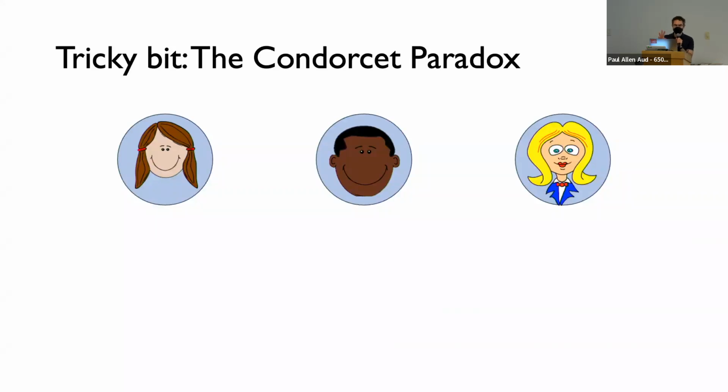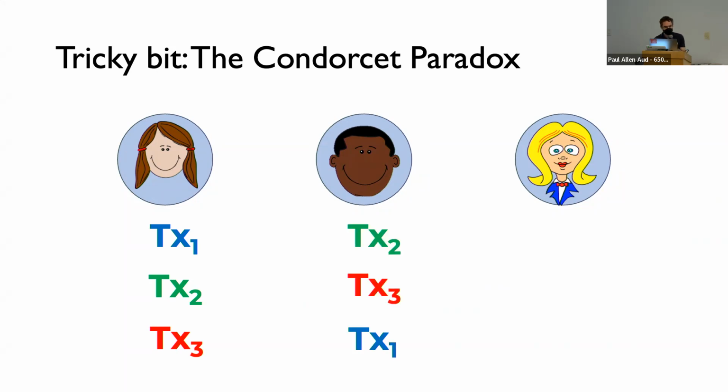Suppose that Alice, Bob, and Carol are each running a node here. And suppose that Alice sees transaction 1, then transaction 2, then transaction 3. Let's suppose that Bob sees the same transactions, but in a different order. He sees transaction 2, then transaction 3, then transaction 1. And of course, Carol sees the same transactions, but in yet another order. She sees transaction 3, then 1, then 2.